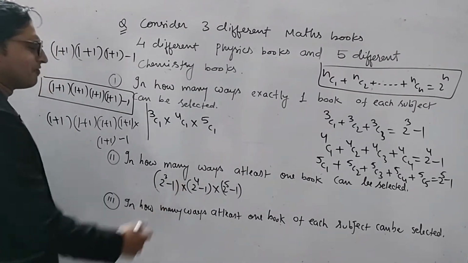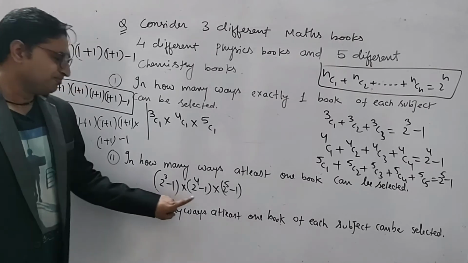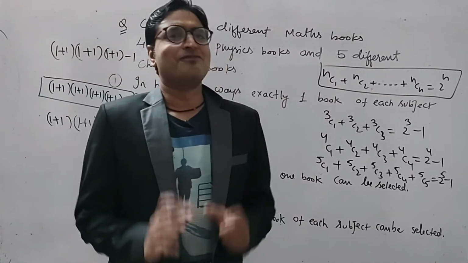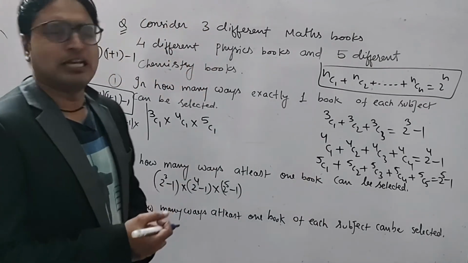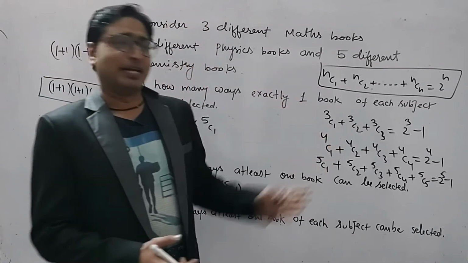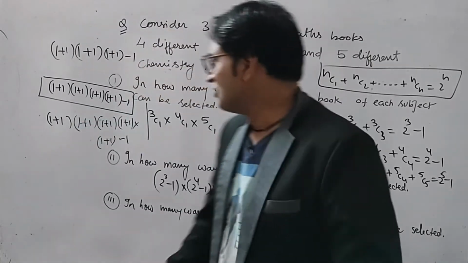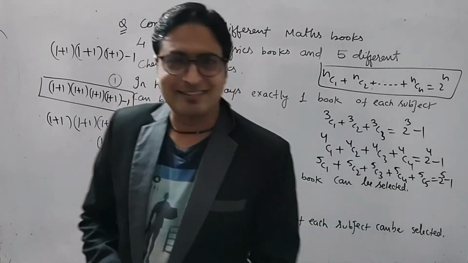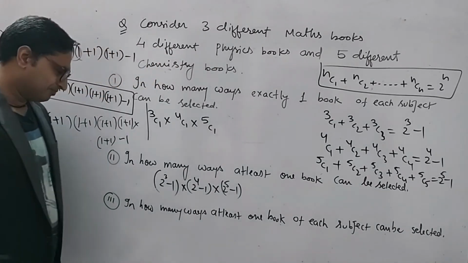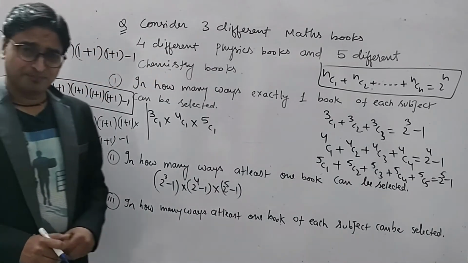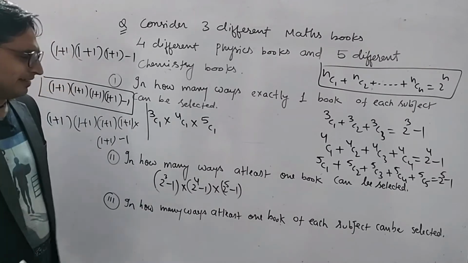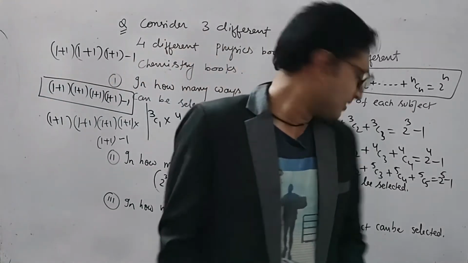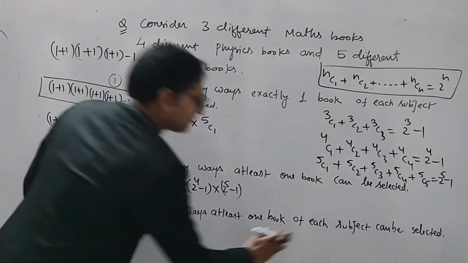So the total number of ways will be 2 to the power 3 minus 1, 2 to the power 4 minus 1, and 2 to the power 5 minus 1. Both concepts you can use, either the binomial theorem, or you can use this select-reject concept that I discussed in the last lecture. Now, in the third question, in how many ways can at least one book of each subject be selected? At least one book.